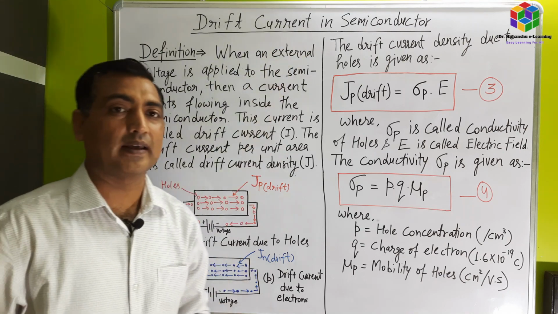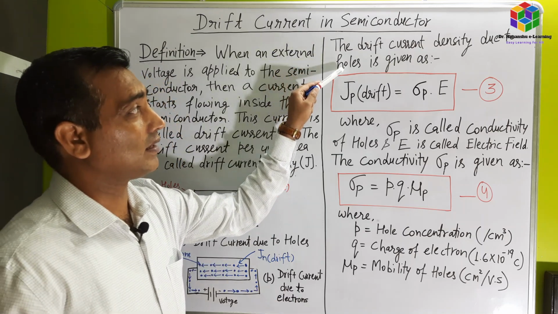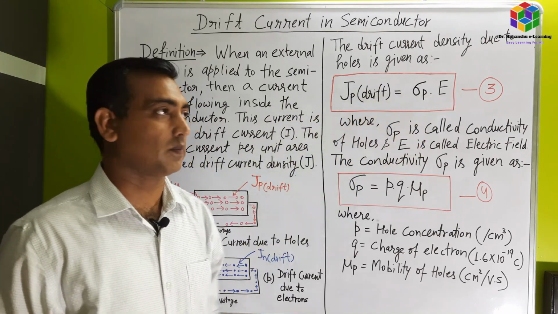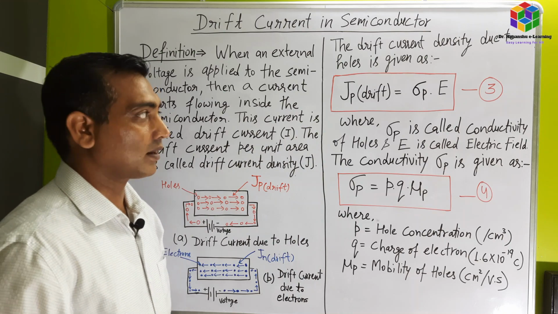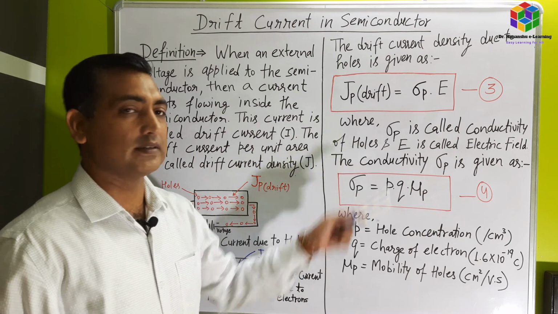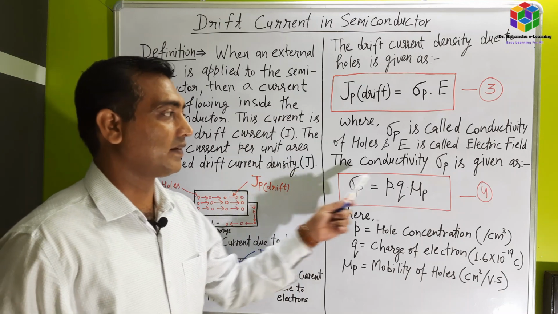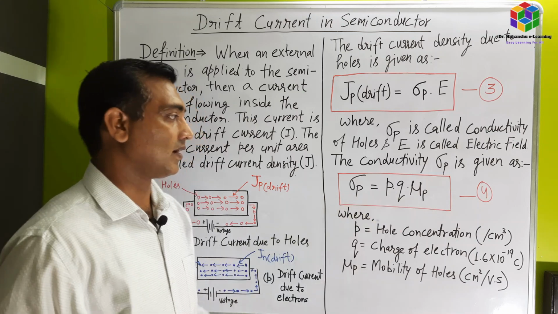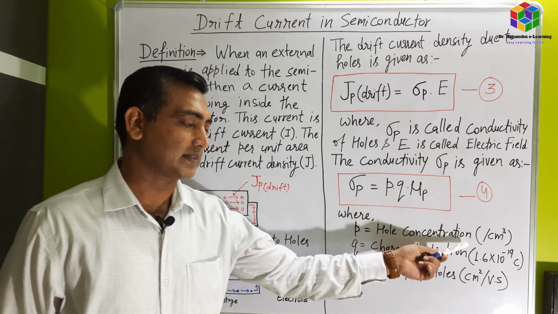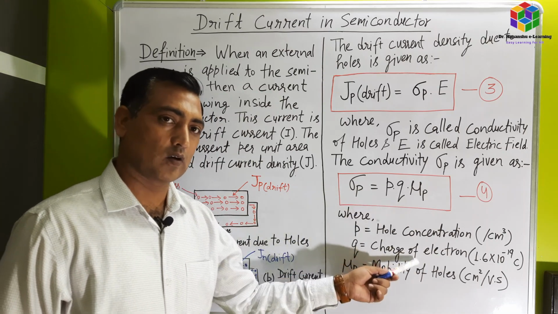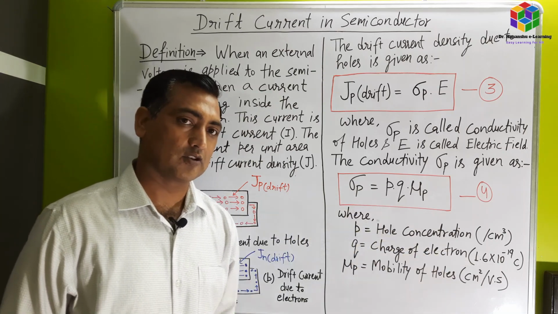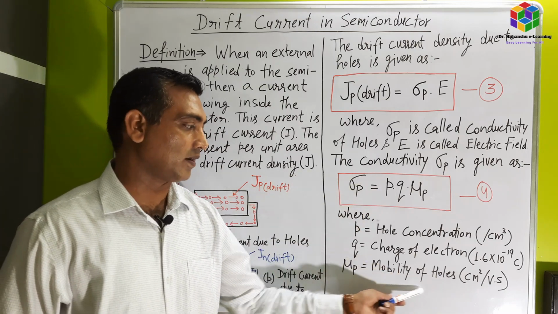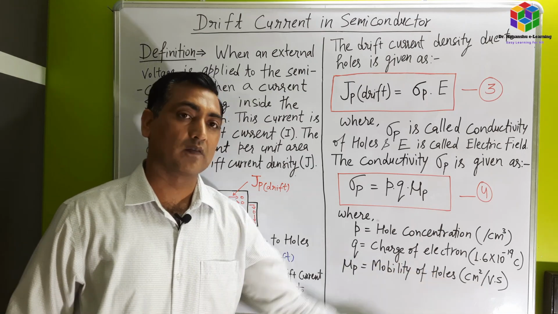Now let us see some mathematics of drift current. The drift current density due to the holes is given by Jp drift is equal to sigma p into E, equation number 3, where sigma p is called conductivity due to the holes and capital E is called electric field. The conductivity sigma p is given as sigma p is equal to p into q into mu p, where p is called hole concentration per centimeter cube, q is the charge of electron, which is constant, 1.6 into 10 to the power minus 19 coulomb, and mu p is called mobility of holes, and the unit of mobility of holes is centimeter square per volt second.